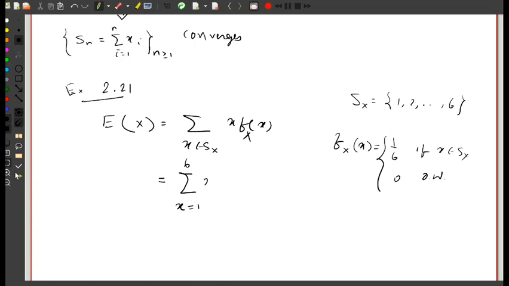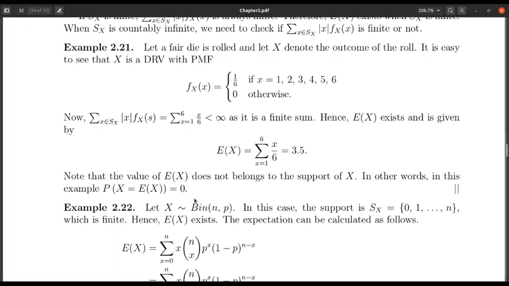The value x multiplied by the PDF, which is the constant 1 by 6. And if you do the summation, it turns out to be 3.5. Okay, so in this way we will be able to find out the expectation, and that is exactly what is given here. I have shown that if you see the absolute sum, which is again a finite sum, it has to be finite, no other option. So in this case, expectation exists and expectation is 3.5.